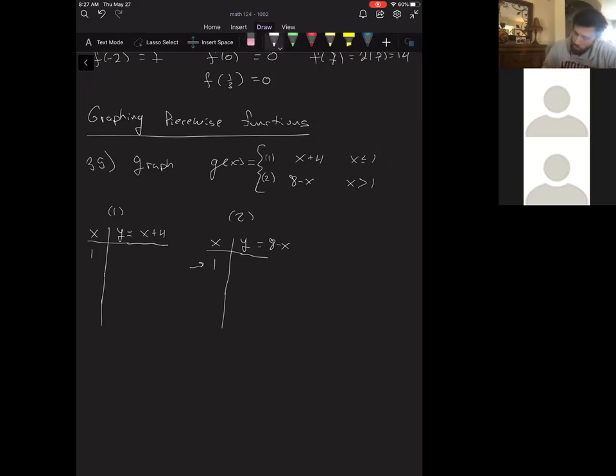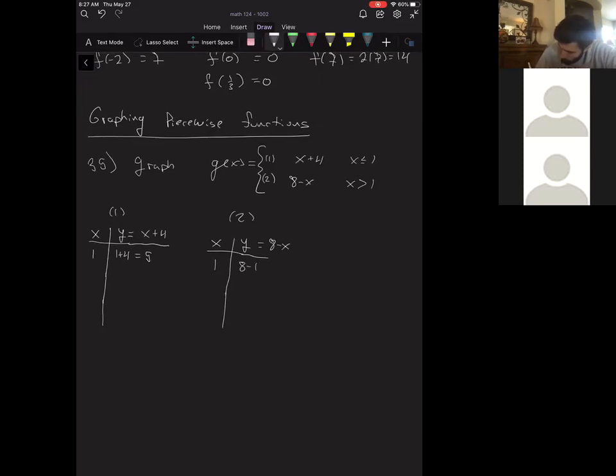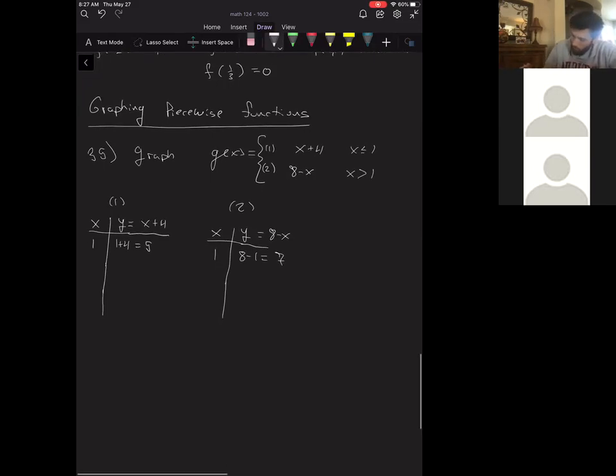So when we plug 1 into equation number 1 over here at the xy table, you plug in 1 to the right-hand side, and we'll have 1 plus 4, which is equal to 5. And then on equation number 2, when we plug in 1, we'll have 8 minus 1, which is equal to 7. Now, to remind us that we're only allowed to plug 1 into this one, we're really not allowed to plug 1 into here, let's put a closed dot next to this 5, and an open dot next to this 7.